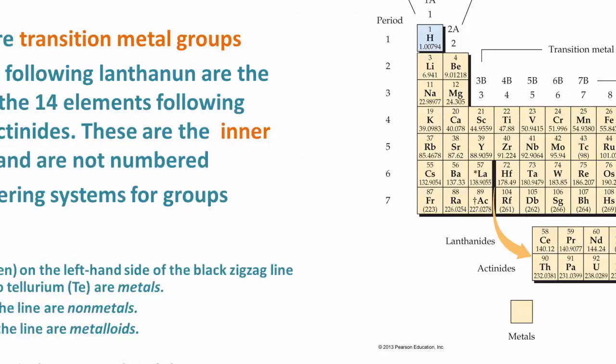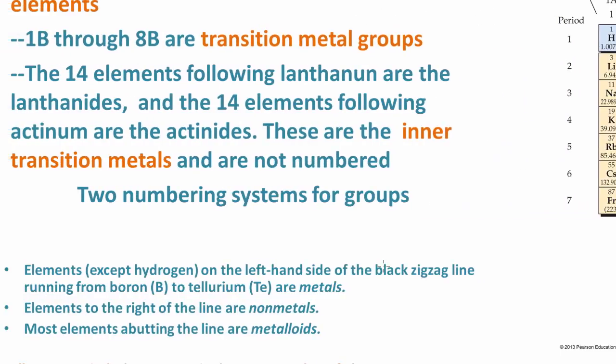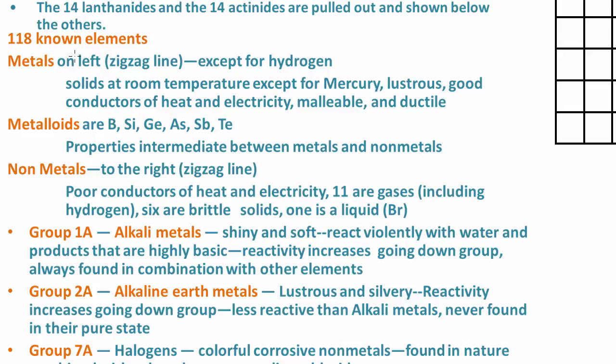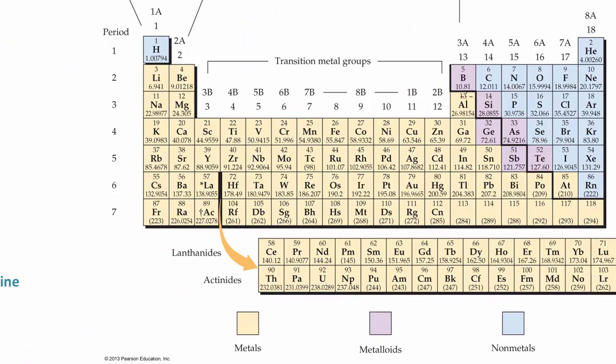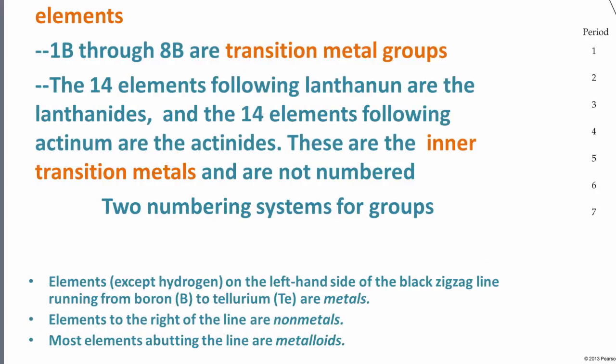Let's talk a little bit about the elements. There are 118 known elements. And notice on our periodic table here, notice this zigzag line, okay? And notice all of the elements in yellow. These are the metals. These elements in blue we call the nonmetals. And then these elements in the lilac color are the metalloids, or sometimes called the semi-metals. Let's talk about those in a little more detail.